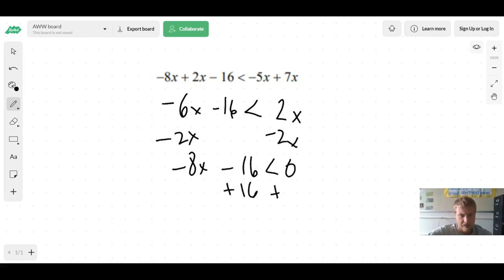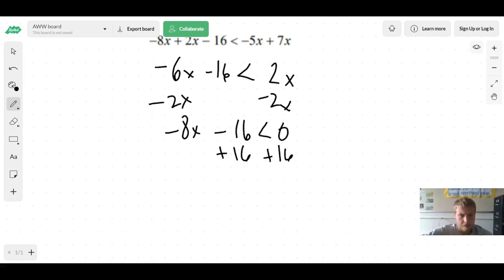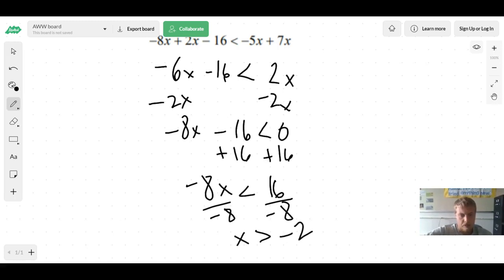I'm going to add 16, I'll get negative 8x is less than 16. Then I'll divide by negative 8, divide by negative 8. I'll get x is greater than negative 2. And that would be my final answer.